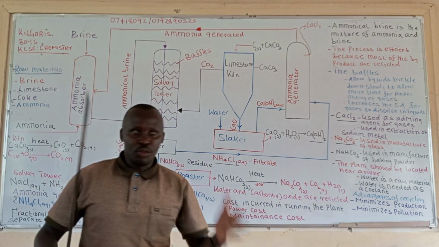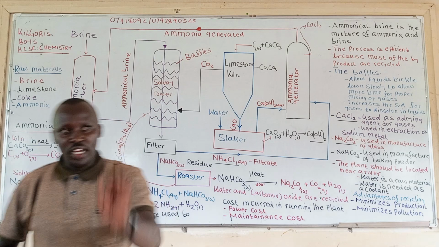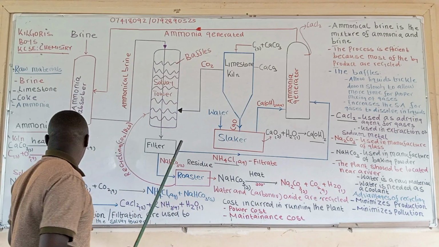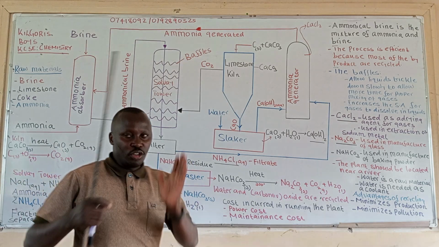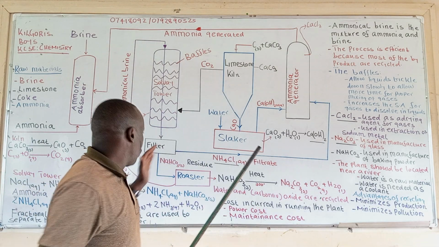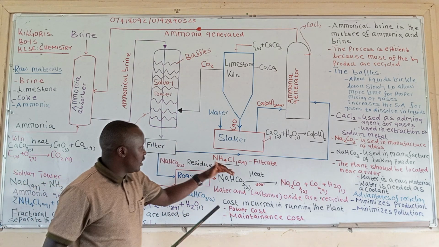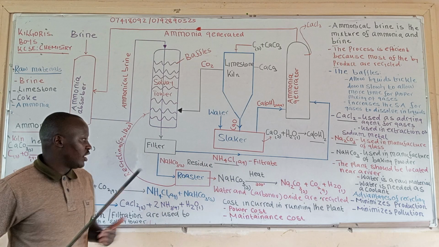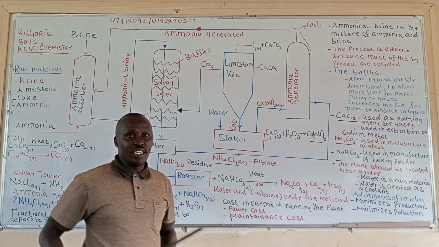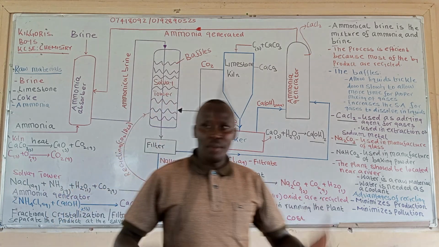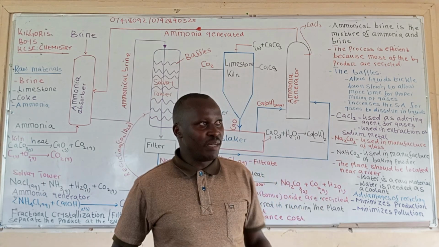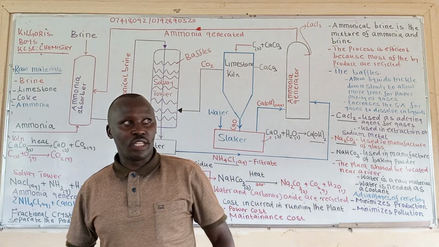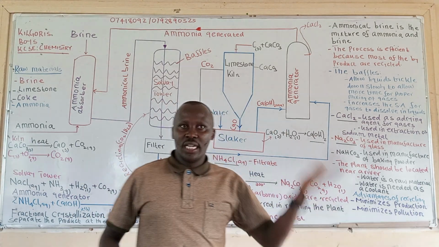Two methods can be used to separate the mixture. You can use either fractional crystallization, or you can use filtration to obtain the filtrate of ammonium chloride and a residue of sodium hydrogen carbonate. Sodium hydrogen carbonate is taken to the roaster, where it decomposes at a very high temperature. Then it produces sodium carbonate plus CO2 plus water. Water and CO2 are being recycled.